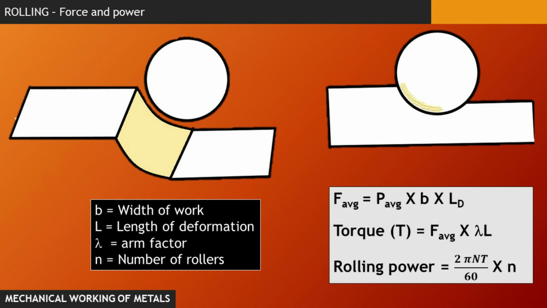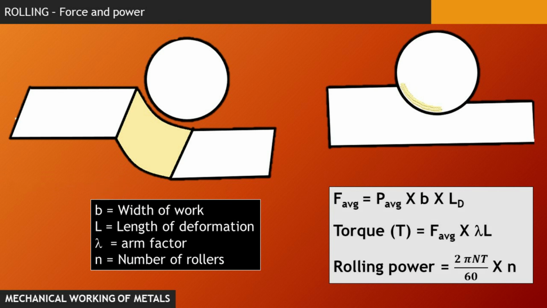And the length of deformation zone we have calculated as under root R del H. Now the torque for this particular corresponding force would be given by F average into del L or lambda L. Here lambda is the arm factor. Just like a safety factor, it is a fixed quantity, 0.45 for cold rolling and 0.5 for hot rolling.